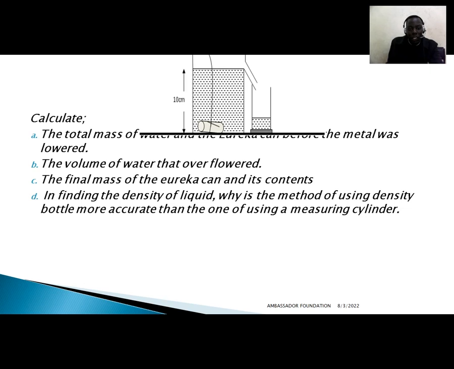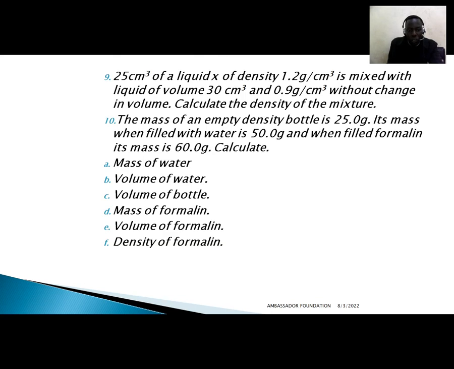We have that one over there. I don't know why the diagram is overlying on the statement. The total mass of water and the Eureka can before the metal was lowered. Yes, before the metal was lowered. Yeah, so it's well. I'm just scrolling for you to copy these questions. They're very nice questions. Just copy in your physics exercise book. You can even write in the Ambassador Foundation exercise book.